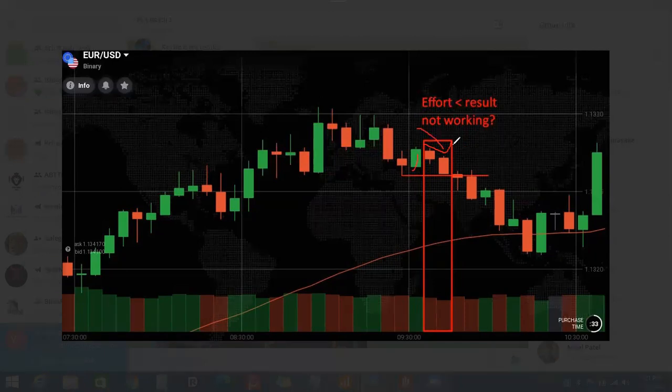And these are the small candles. These are not the big candles. You must see this type of effort and results comparison in the big candles. So big candles will give you a good idea. The small candles are the continuation of the trend. Don't go with these small candles. This effort less or effort greater than the result is a reversal signal.